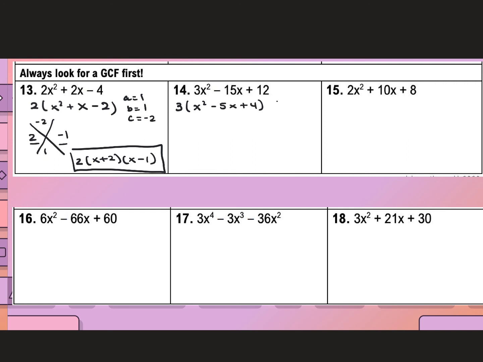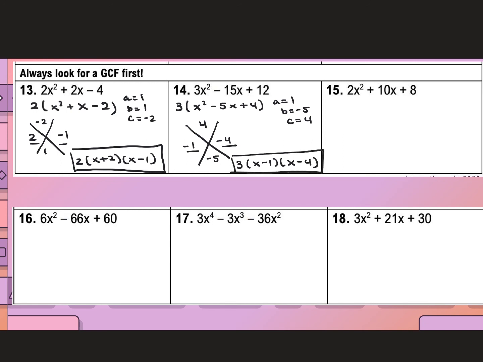All right, so my A is equal to 1, my B is equal to -5, and my C is equal to 4. So I want two numbers that when I multiply give me 4, that when I add them together give me -5. So I have -1 as a factor and -4, because when I multiply two negatives, I get a positive, and adding two negatives, it gets more negative. So again, I have three factors. So I have 3, x minus 1, and x minus 4 as my factors.